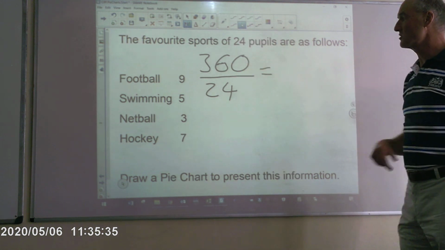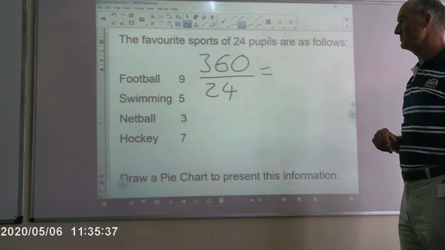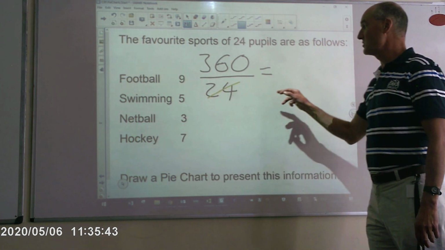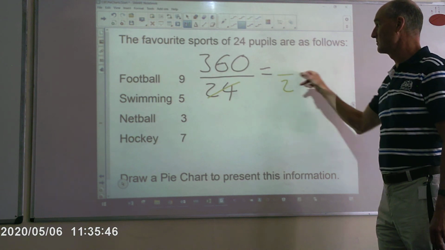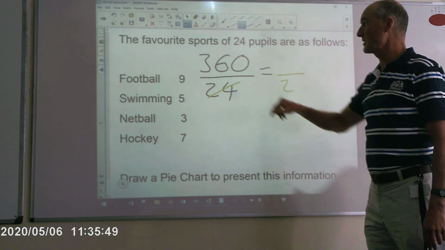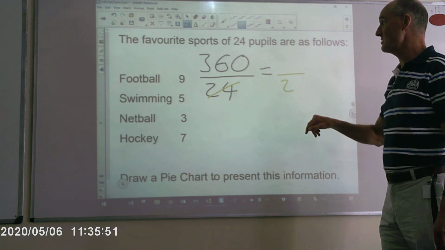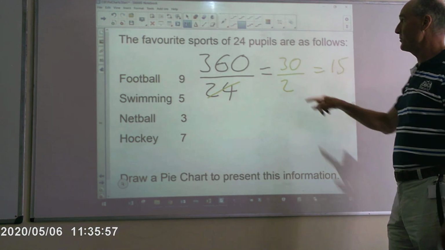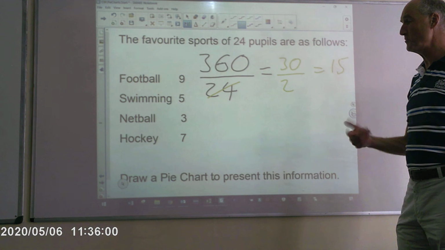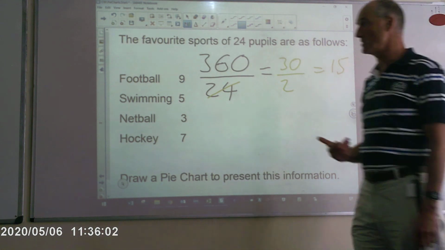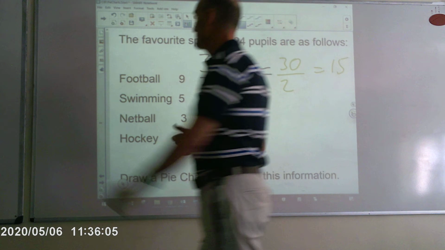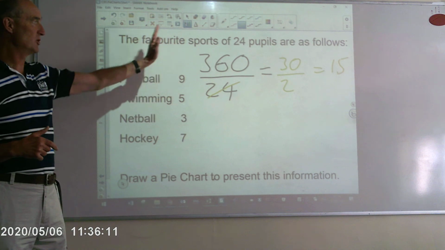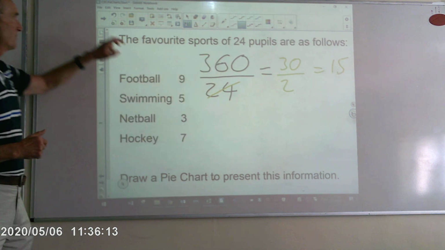So how many degrees represent each of the pupils? We can cancel that down, can't we? 12 goes into 24 2 times. 12 goes into 360 30 times. So for every pupil, we've got 15 degrees. Remember that, every pupil is represented by 15 degrees. We've got 360 degrees in total, we've got 24 pupils that we're looking at.